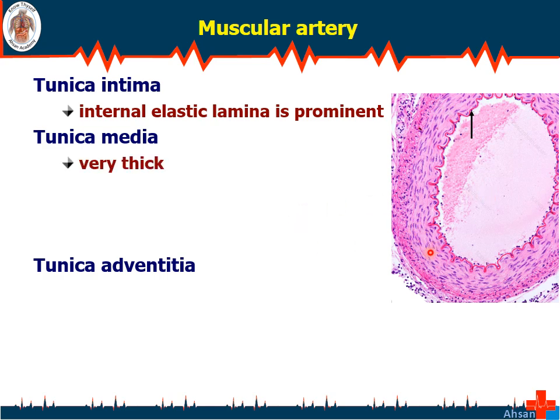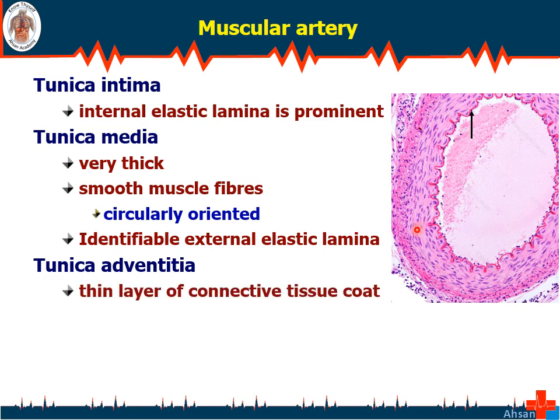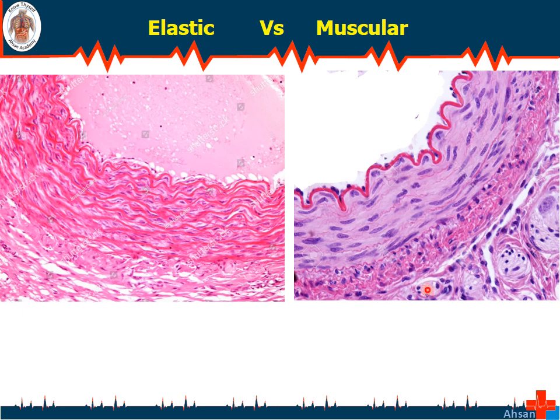Here the media is thick and contains circularly oriented smooth muscles. The elastic component is very little and reduces from the media toward smaller vessels. Tunica adventitia is the outer coat. It is a dense connective tissue layer. Here we can differentiate the elastic artery from the muscular artery.